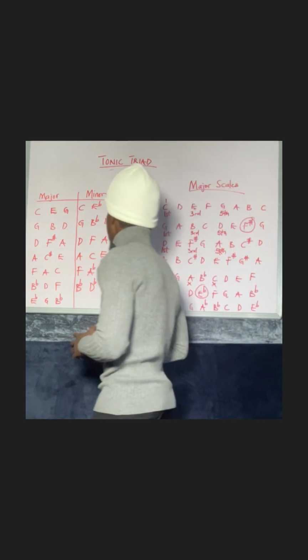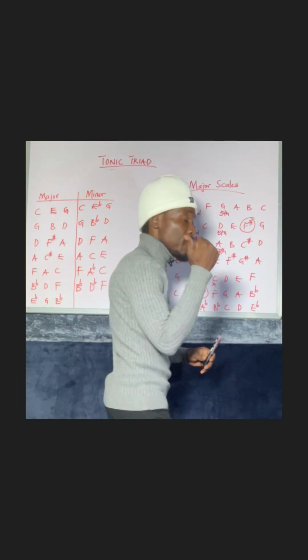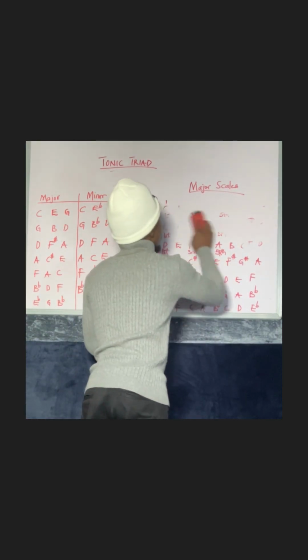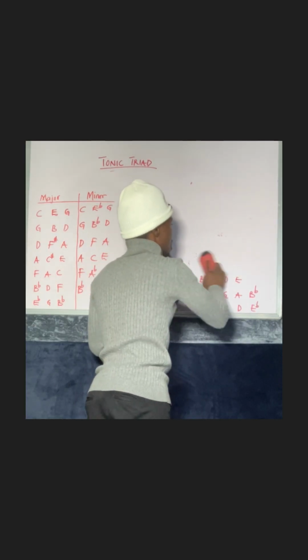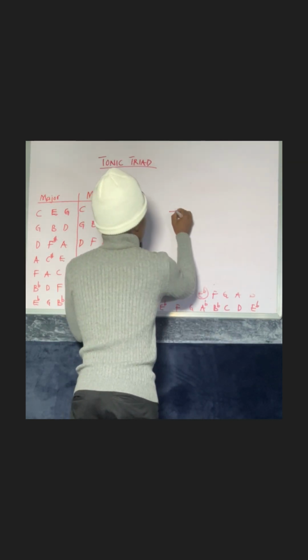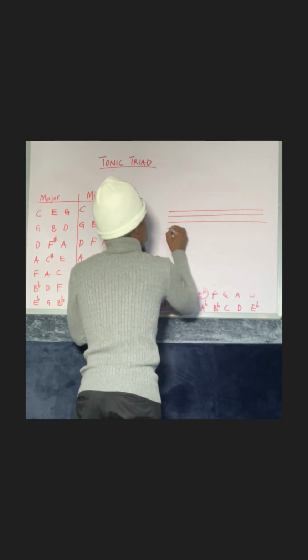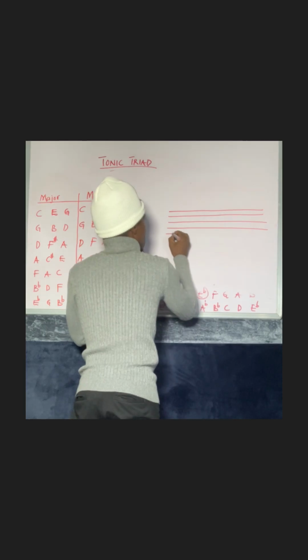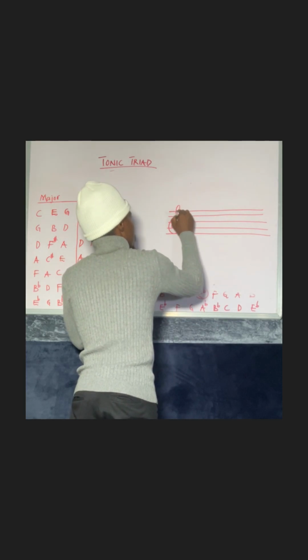Let me represent C major on the staff, C major on the staff versus C minor on the staff. Let me take this away. Okay, let me quickly draw my staff: line 5, line 4, line 3, line 2, and line 1. My staff, my clef, treble clef.